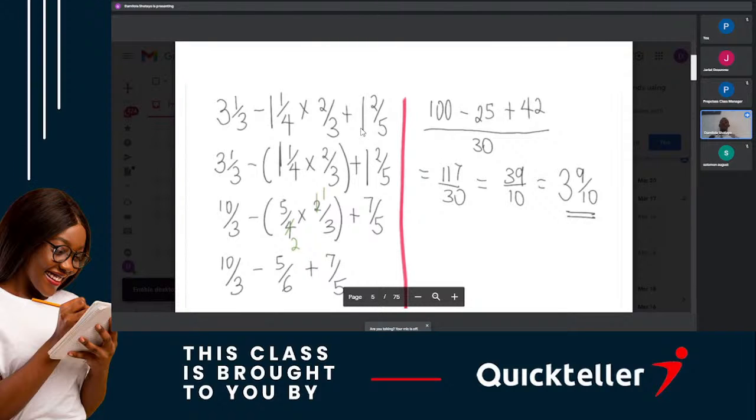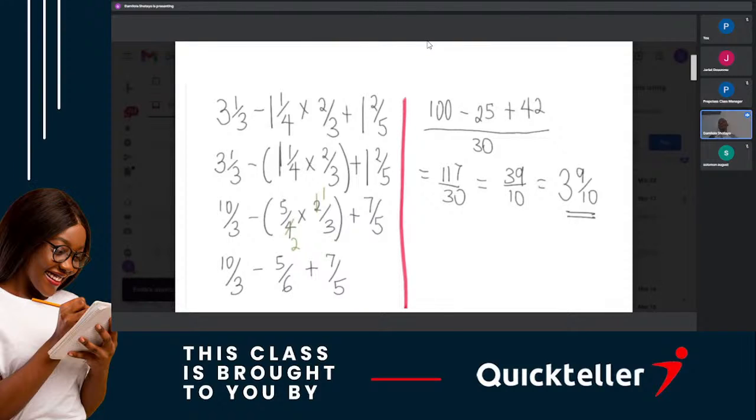You must find the LCM. So for 3, 6, 5, the LCM of 3, 6, 5 is 30. Okay. So that gives me 30. And for that 30, you will need to do something.